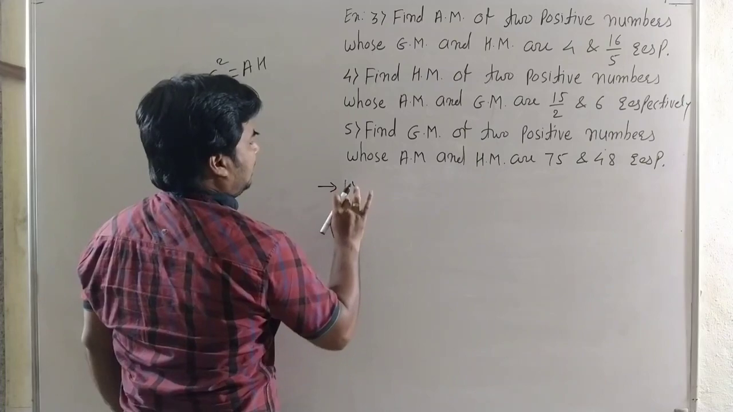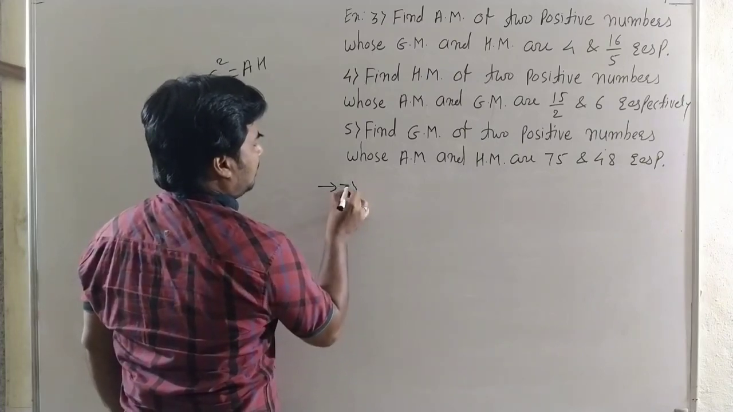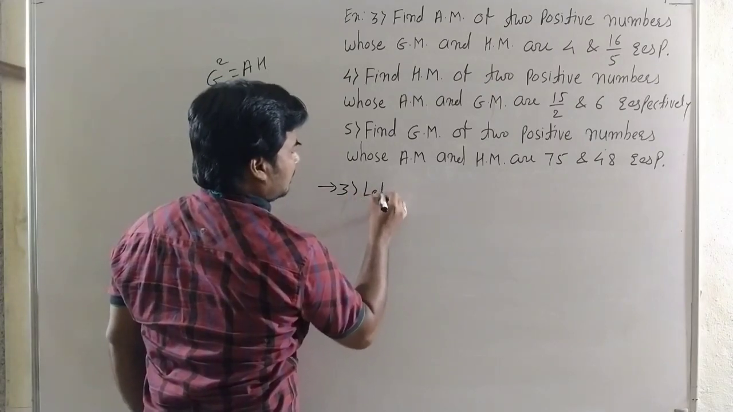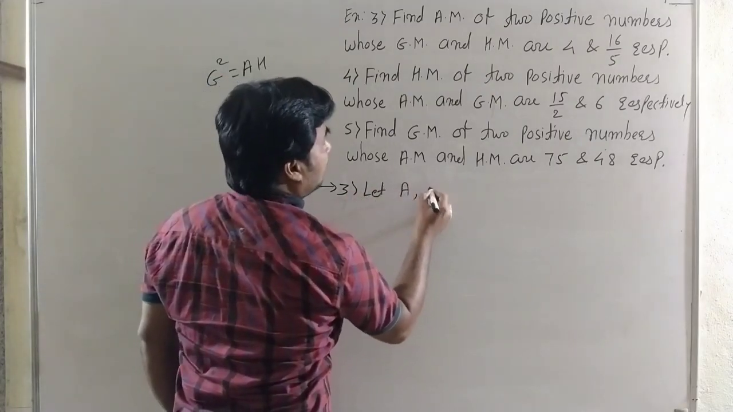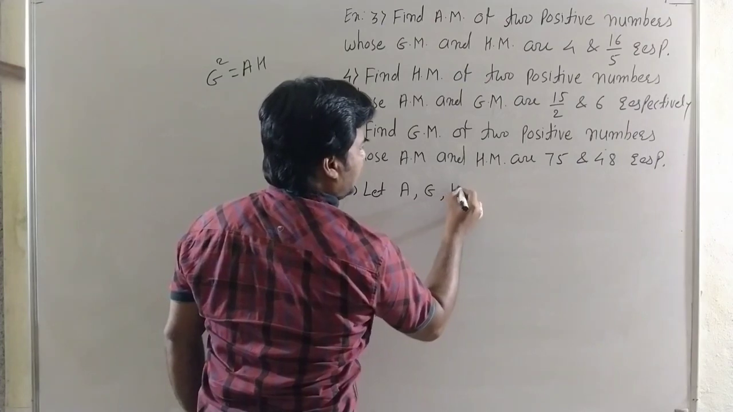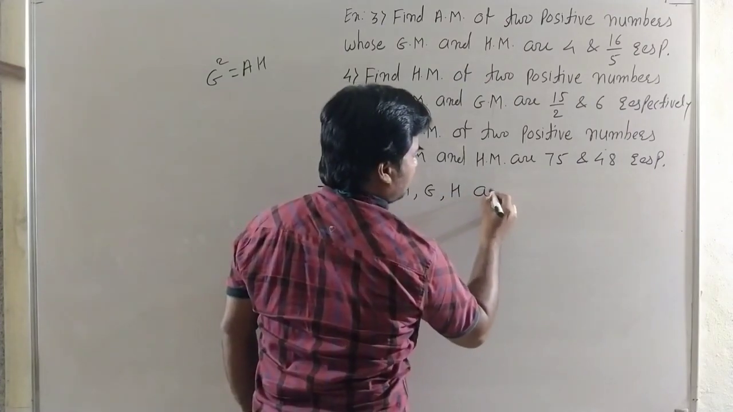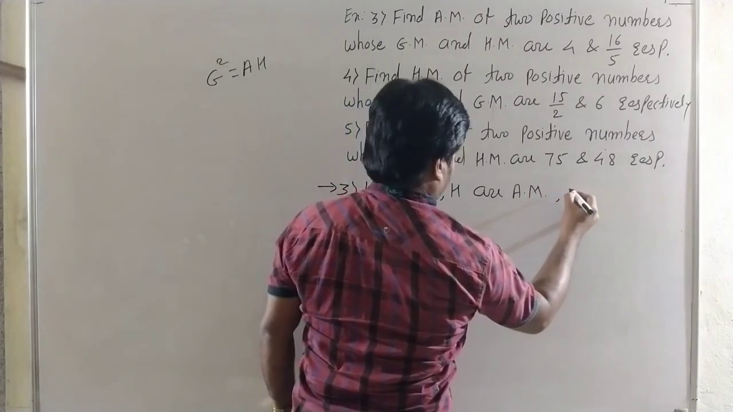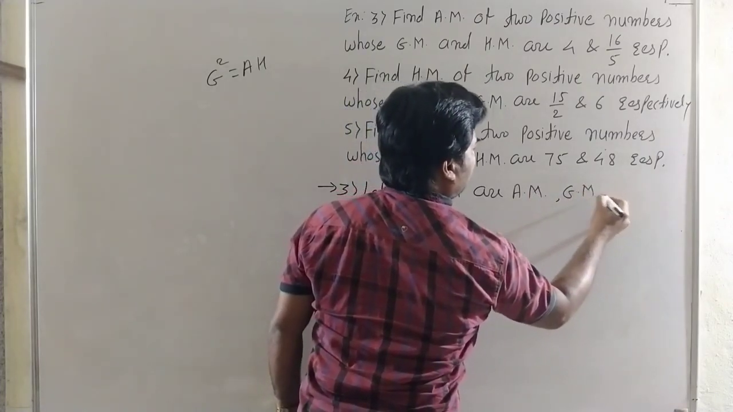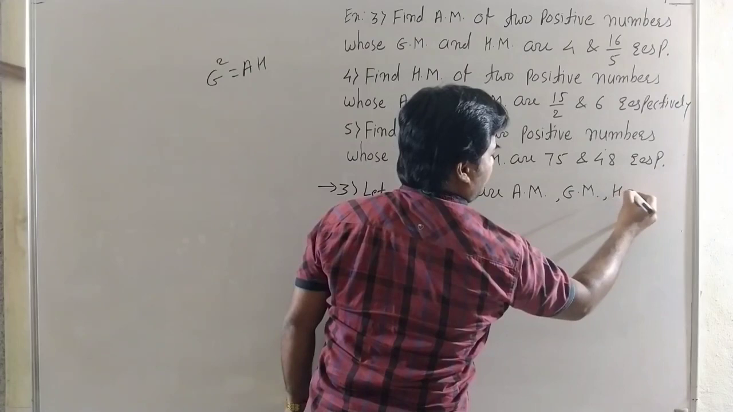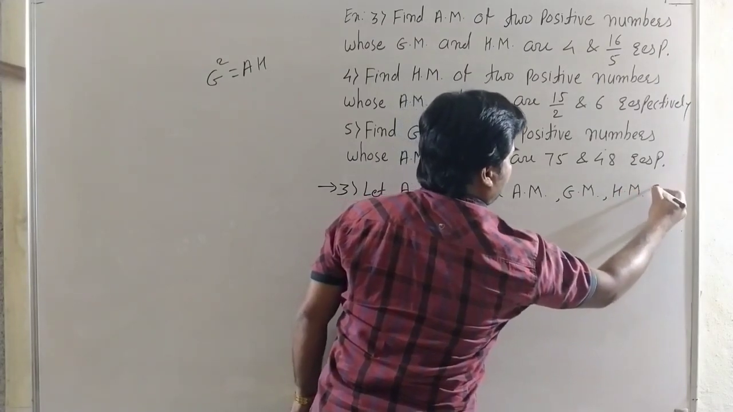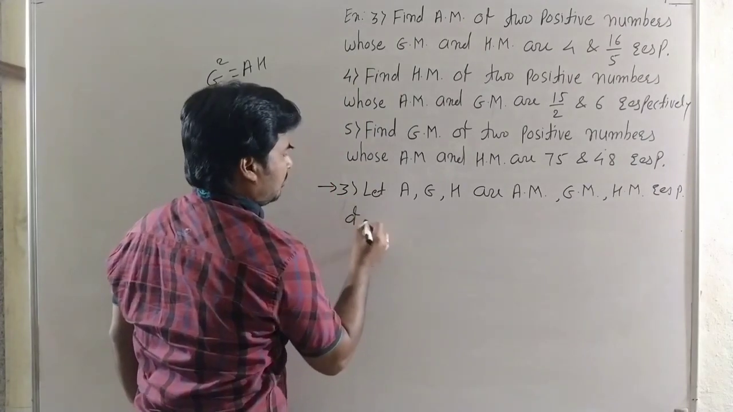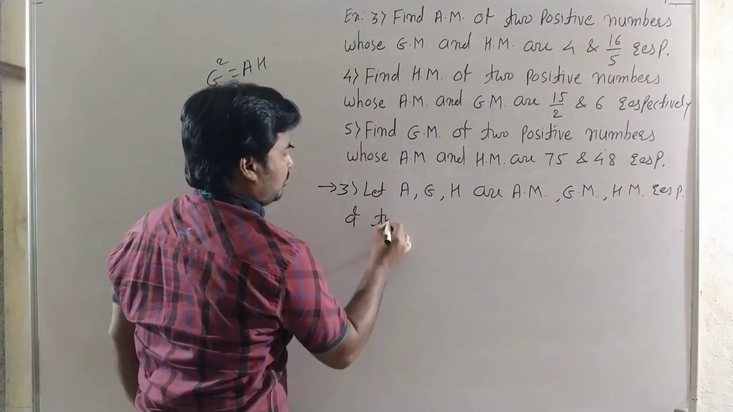It is example number 3 in the exercise 2.4. Let a, g and h be the arithmetic mean, geometric mean and harmonic mean respectively of two positive numbers.